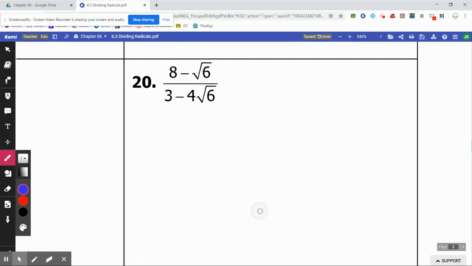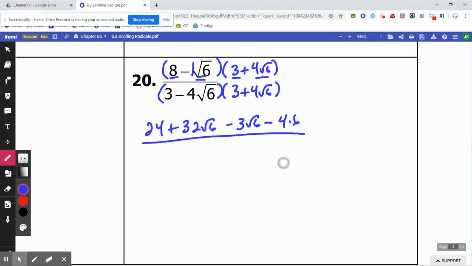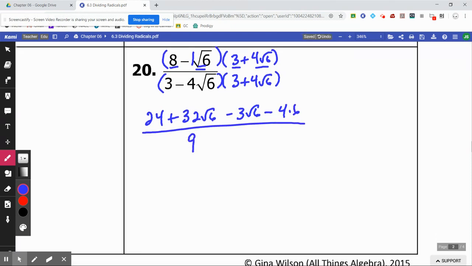Number 30, multiply top and bottom by 3 plus 4 root 6 is your conjugate. 3 plus 4 root 6. Distribute the 8, gives you 24 plus 32 root 6. Distribute the negative root 6, gives you negative 3 root 6. And a negative, this is a 1 times 4 is 4, root 6 times root 6 removes the radical, and you have 6. On bottom, 3 times 3 is 9. They're conjugates. Negative 4 times 4 is 16 times root 6 is 6.